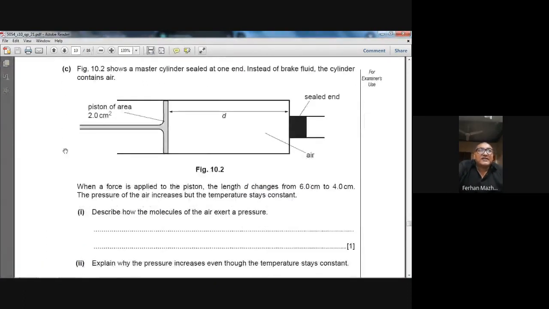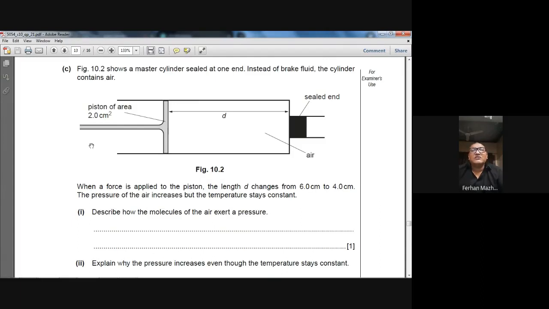It says figure 10.2 shows a master cylinder sealed at one end. Instead of brake fluid, the cylinder contains air. So here I don't have the oil, here we have air. The area of the piston is 2 centimeters square. From here it is sealed, and inside here I have gas. When a force is applied to the piston, the length d changes from 6 centimeter to 4 centimeter. The pressure of the air increases, but the temperature stays constant.